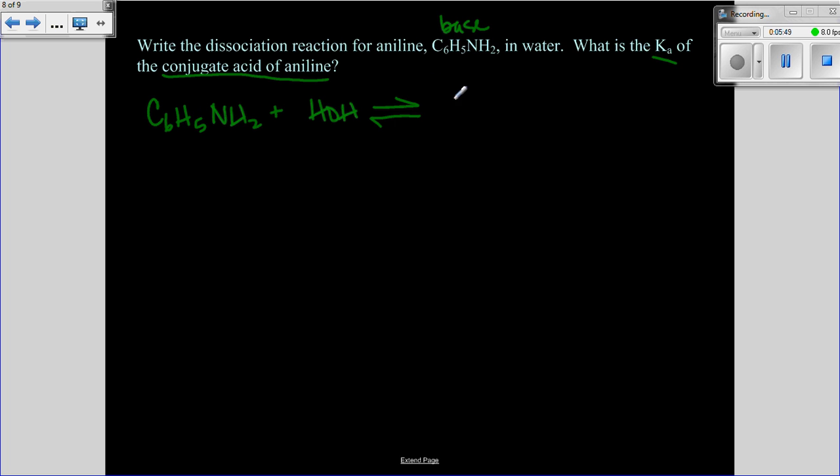Carbons and hydrogens have to stay together, so that part is not going to change. So this hydrogen is going to get added on right here. So I'm going to have NH3. I added a proton to something neutral, so it's going to be H+, and then we get hydroxide.